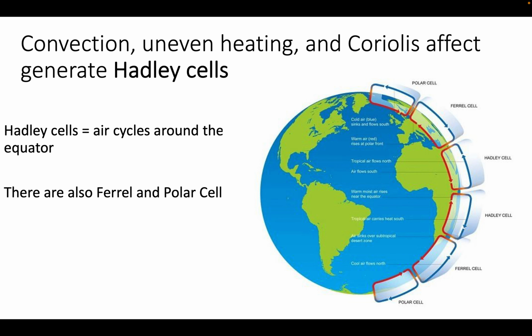One wind pattern that you must be familiar with is called a Hadley cell. A Hadley cell is an air cycle that happens around the equator. You can see there's one in the northern hemisphere and one in the southern hemisphere, from 0 degrees, or the equator, to 30 degrees north, and 0 degrees to 30 degrees south. These are two Hadley cells here. There are also Ferrel cells and polar cells, but we won't talk about those nearly as much.